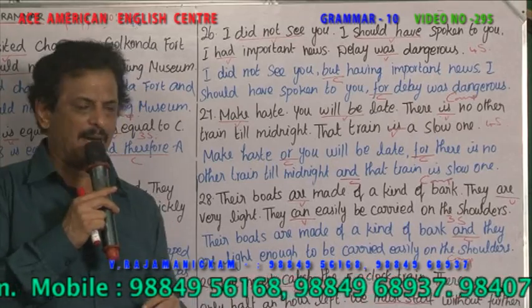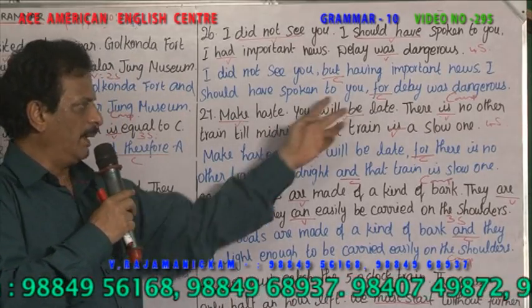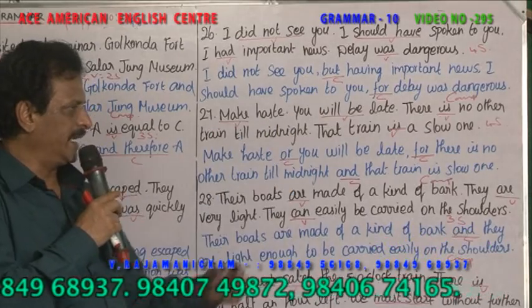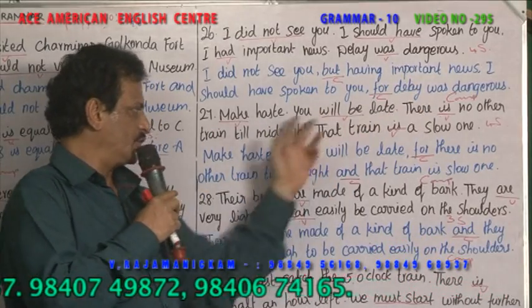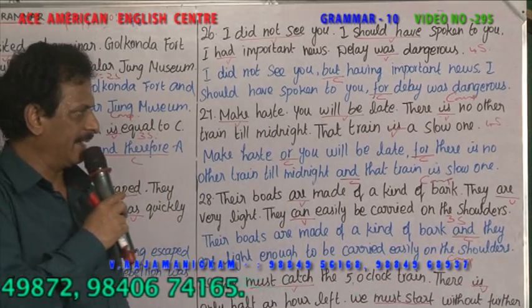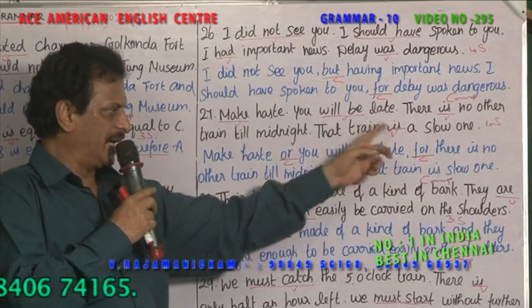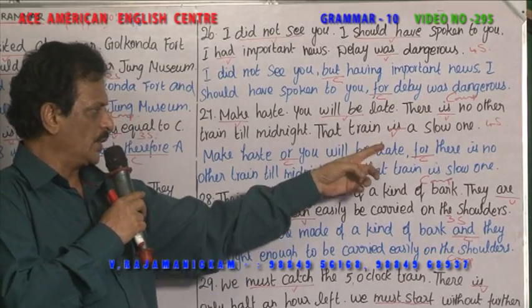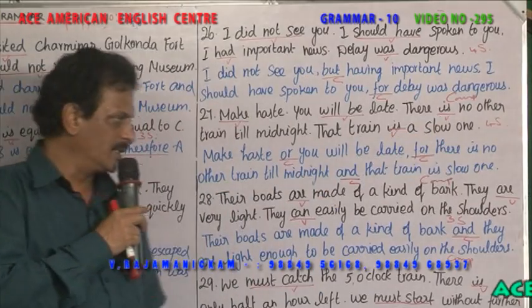Make haste, you will be late. "Make" is a verb, "will be" is a verb. There is no other train till midnight. "Is" is a verb. That train is a slow one. "Is" is a verb. So four verbs, four sentences.